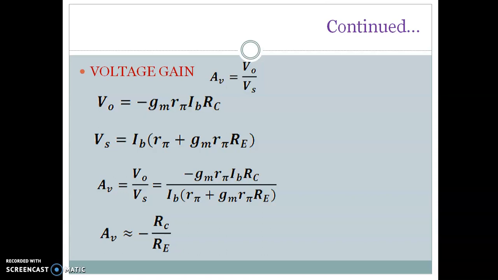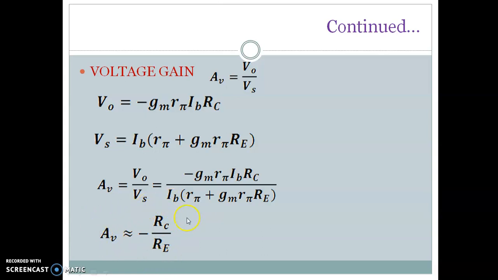So substituting this relation, you can cancel out your IB term, and we can take this gm r_pi term outside. If I take this gm r_pi term outside, from the denominator I will get 1/gm plus RE. 1/gm is going to be very small compared to RE, so we will neglect it, and we can write AV is approximately minus RC by RE.